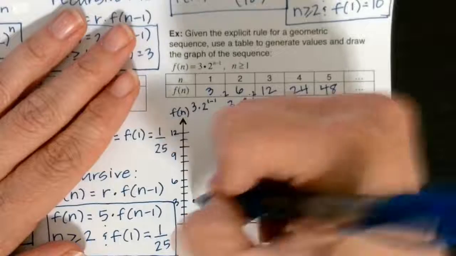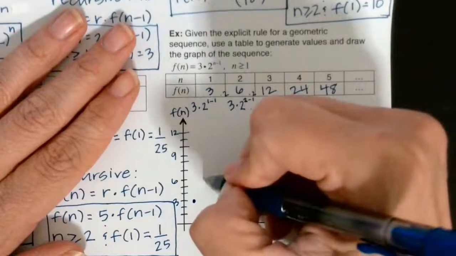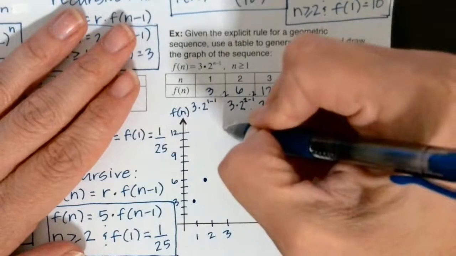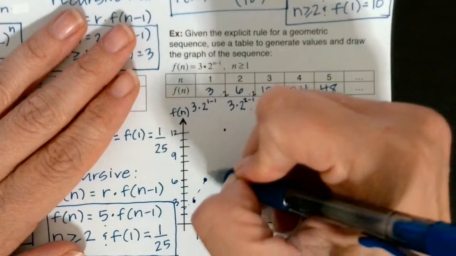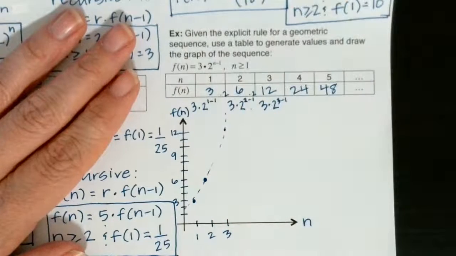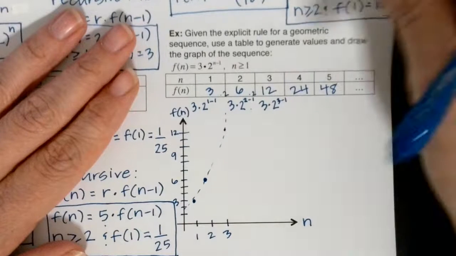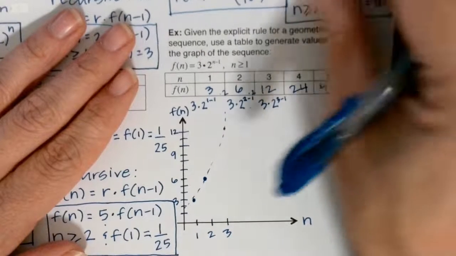So the way we graph these is we're literally just plotting points. And what you'll see is that these start to take on the shape of an exponential graph, which we'll be talking about later in the chapter. Okay, that's it for that guy. Let's flip it over and do our very last problem.